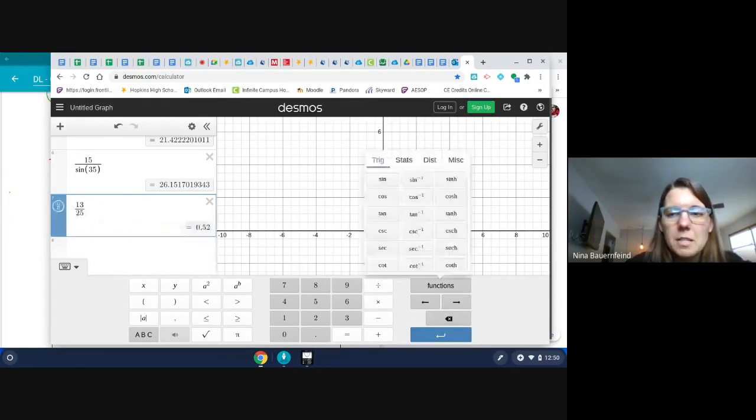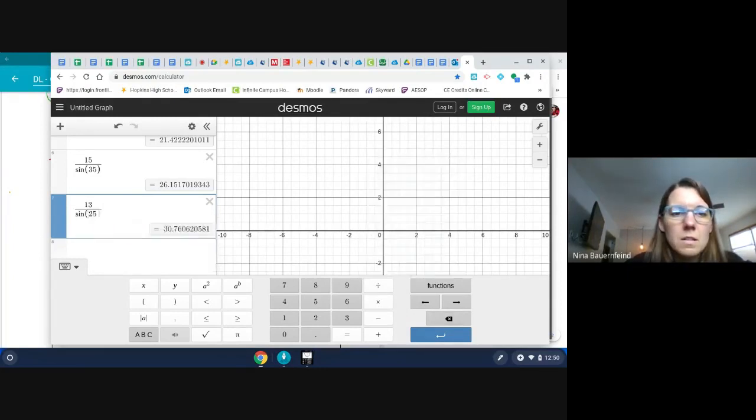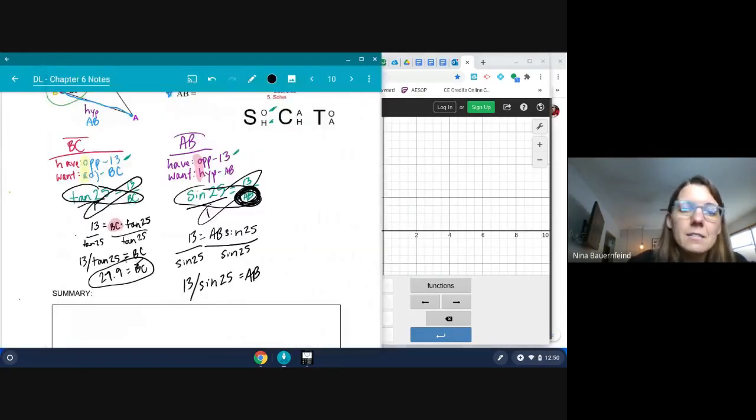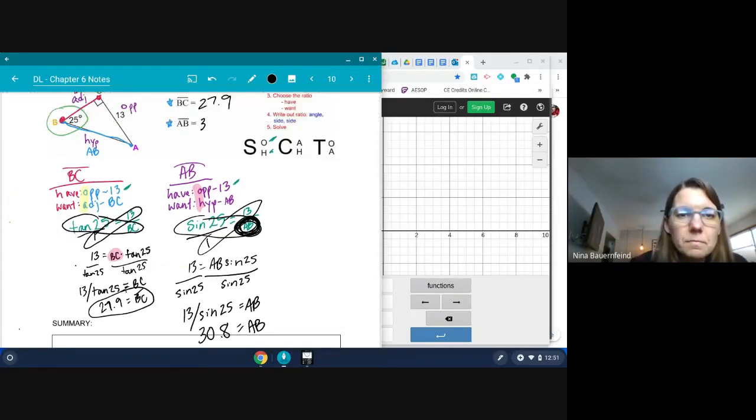I'm going to be lazy. 30.76, so that's going to be 30.8. If you guys are getting different numbers, that means you must not have put it in degree mode. So just make sure you do that.